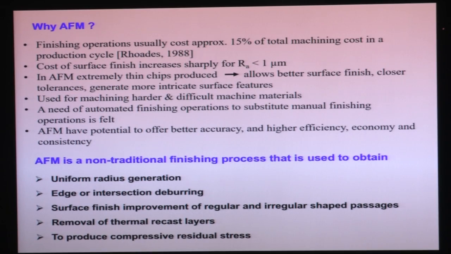Removal of recast layer is also very important. After doing EDM operation, recast layers are generated. These recast layers are nothing but the molten material that is redeposited on the already machined surface. After deposition, this recast layer becomes very brittle, hard and porous. So this recast layer has to be removed before polishing, before these holes can be used for further work. This recast layer can be removed by abrasive flow finishing process very successfully.